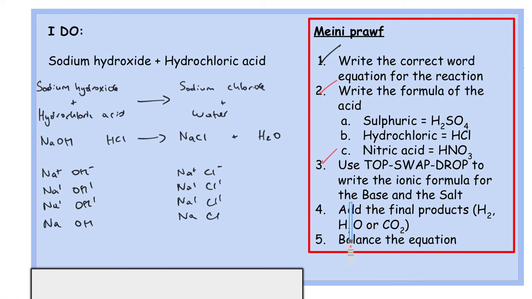My next thing that I'm going to do is I'm going to add in any final products. Well, I can see that it is water, so I'm just going to add H2O on the end. Okay, nice and simple like that. And then finally, I'm going to balance the equation. Well, if I count up element by element, I've got 1 sodium on the left, 1 on the right. I've got 1 chlorine on the left, 1 on the right. I've got 2 hydrogens on the left and 2 on the right. And I've got 1 oxygen on the left and 2 on the right. So that is completely balanced.